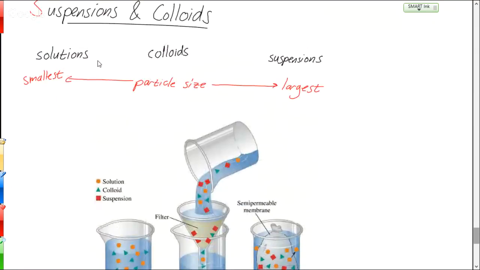To separate out a solution, you have to do it by something like a change of state. So you have to physically evaporate all the water off, like you did in lab on Tuesday, and have that sodium chloride or whatever left behind. Because it's such small particles that you can't just filter it.